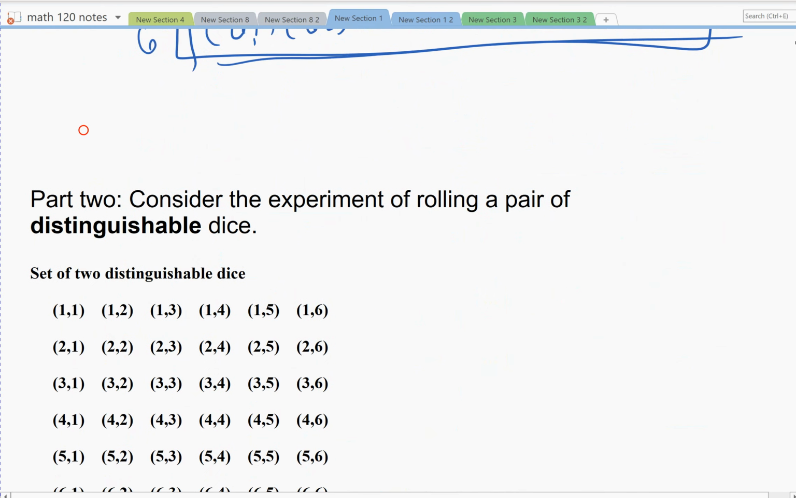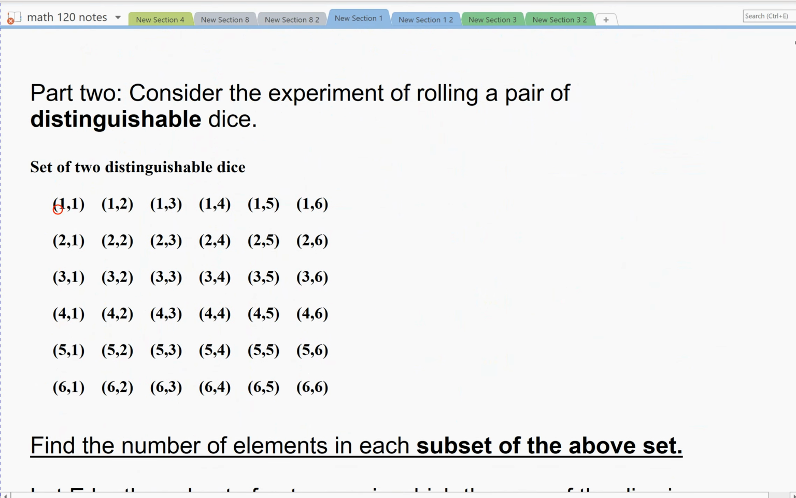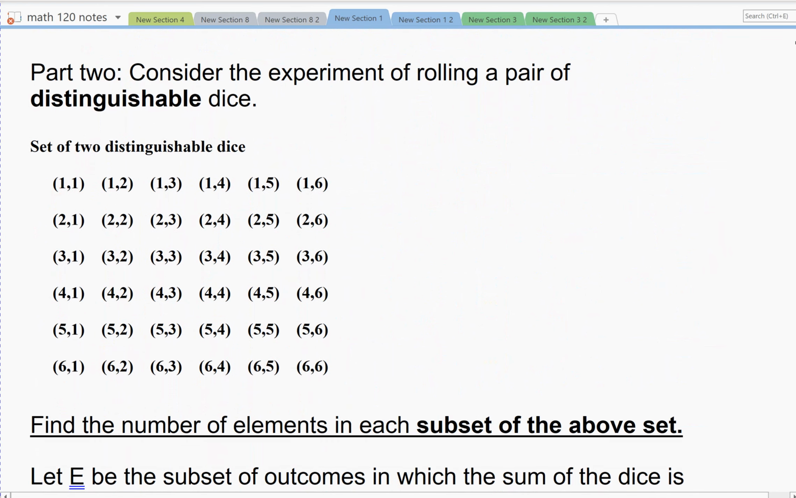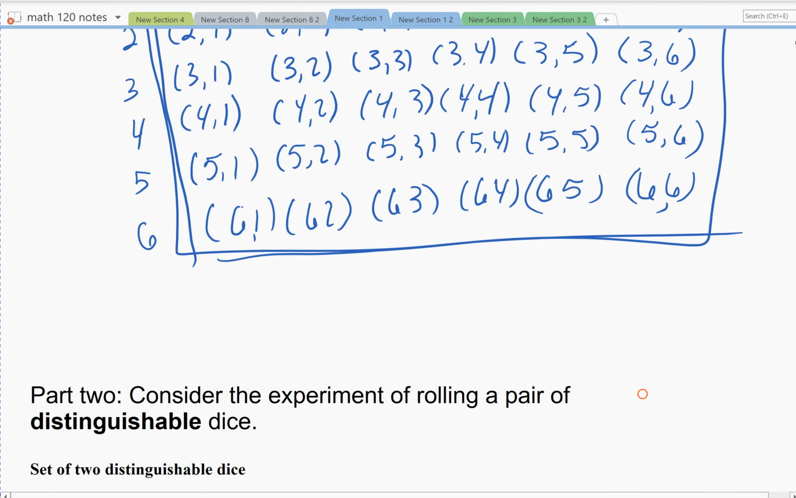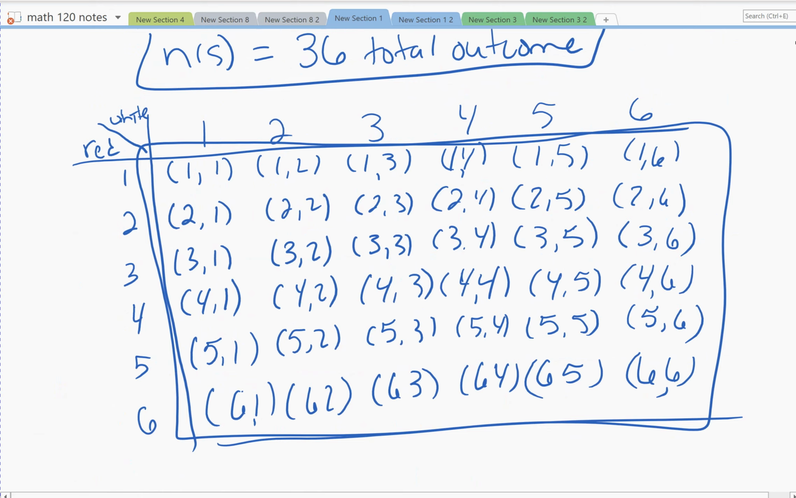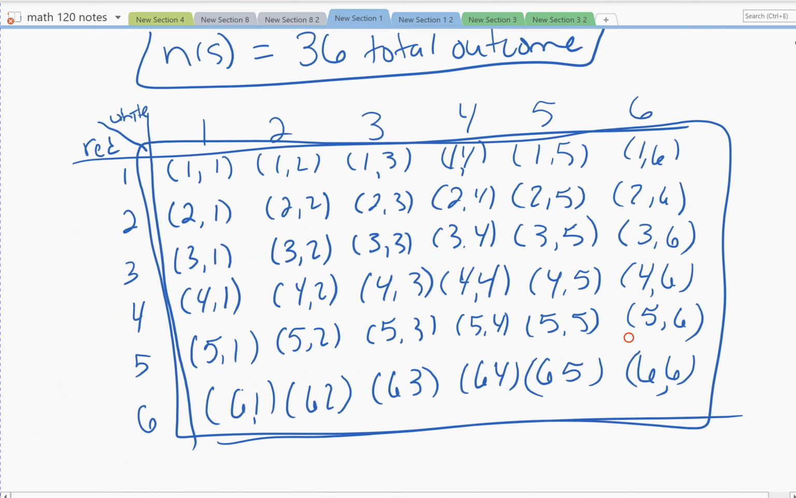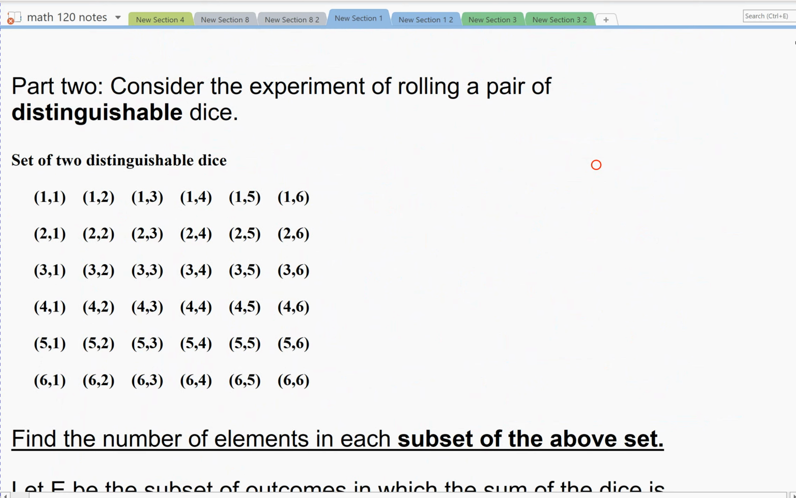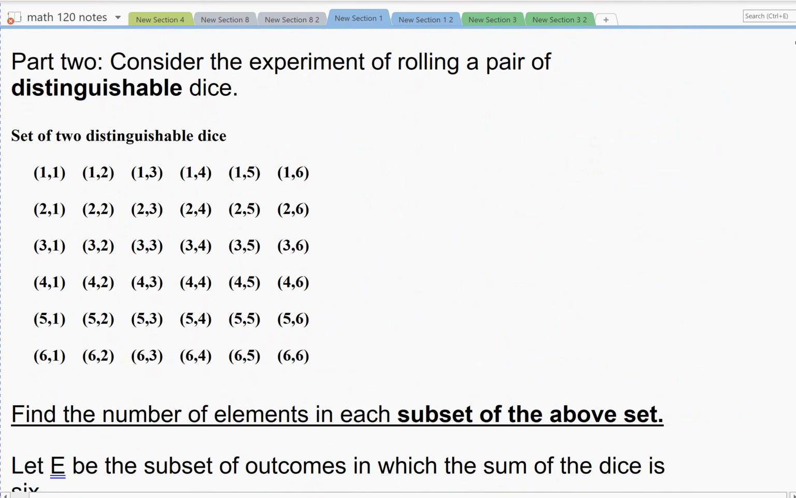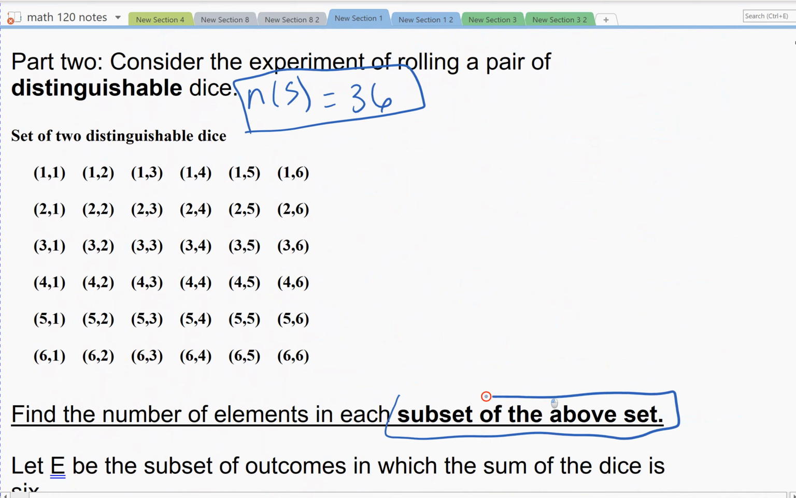Alright, so the second part of this example is the same experiment, so that's what we found in the previous example. Now I rewrote it so it's a little neater here instead of using my messy set, although hopefully you wrote it out and can read yours. It's the same set, just written a little neater. I typed it out. So this is still the same universal set, same 36 total outcomes. Now we're going to look at subsets.